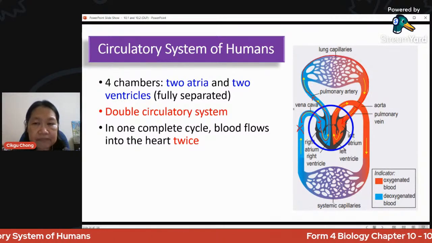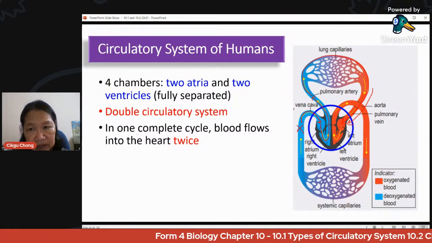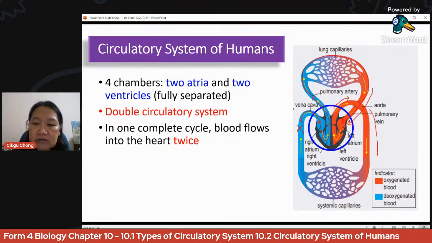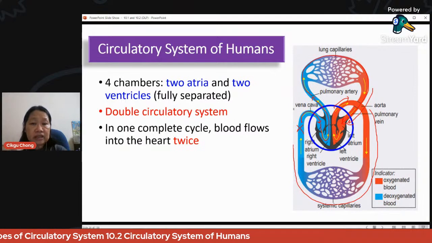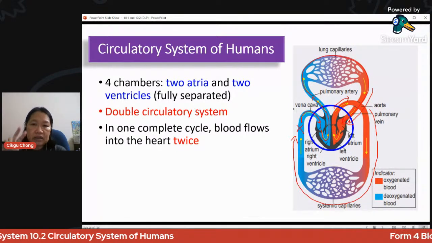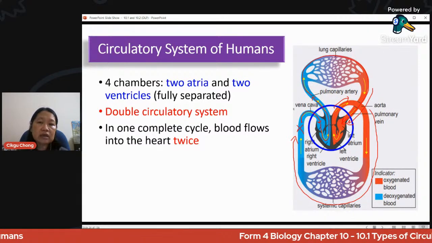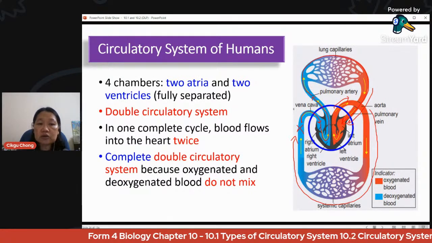You see, this is the second time. Second time it enters the heart through this pulmonary vein. Then it goes into the ventricle, pumps the blood out of the heart, all right, and it makes one full circle and comes back to the same spot here. In this one complete cycle, there are two times the blood enters the heart. So we call it a double circulatory system. Okay, so and also complete.